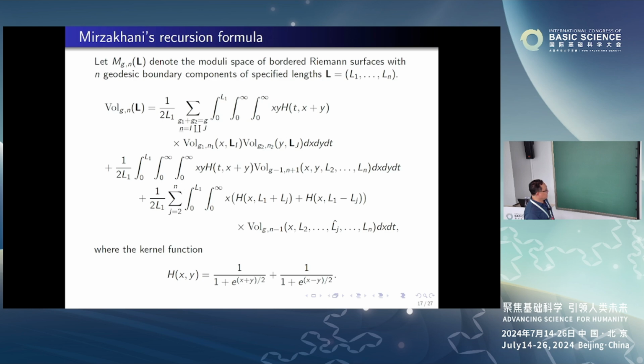That means you depend on how you cut out different pieces. And the kernel function H(x,y) is given by this function, 1 over 1 plus e to the (x plus y)/2, and (x minus y)/2. Naturally this is actually the torus case. I think it was proved by Maxim before, but Mirzakhani generalized to higher genus, and from there she got this formula.